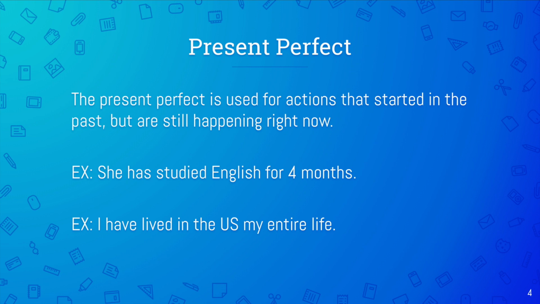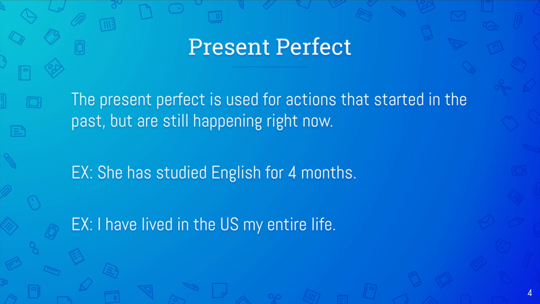Okay, so let's talk about the present perfect tense. Almost all of the time, the present perfect tense is used for two different reasons. The first one is for actions that started in the past but are still happening or still affecting the present. So it started in the past, but it's still going on right now.